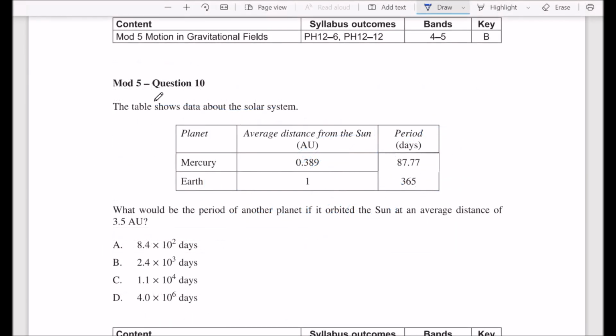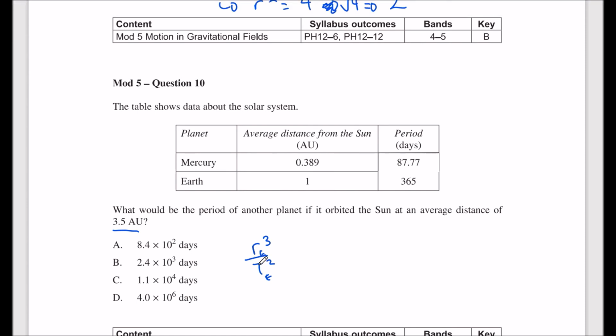Okay, question 10. It says the table shows data about the solar system. What is the period of another planet if it orbits the sun at an average distance of 3.5 astronomical units? So in this one, we're actually applying Kepler's third law, r cubed over T squared. We can use the Earth to help us find the constant. Remember, this constant applies to any planet or anything that orbits around the sun.